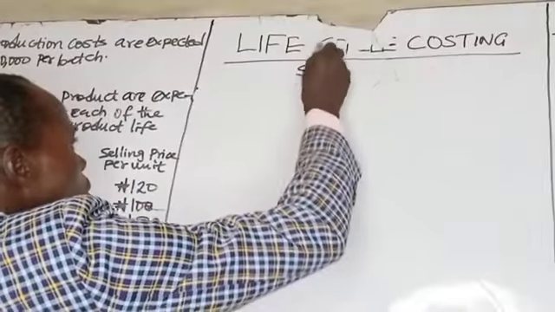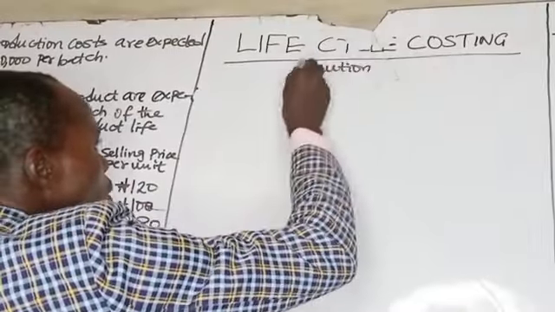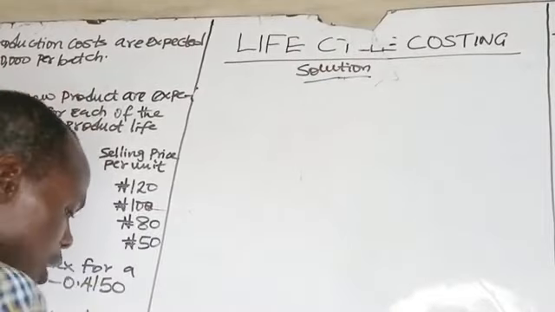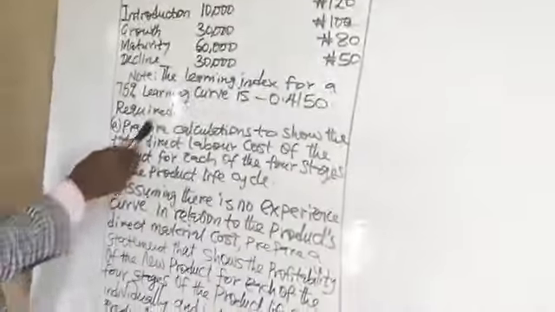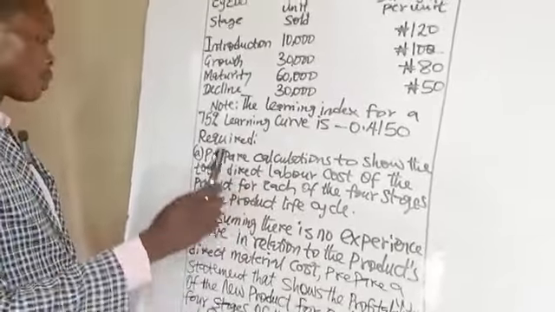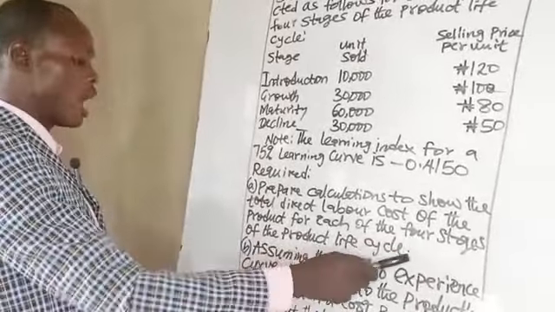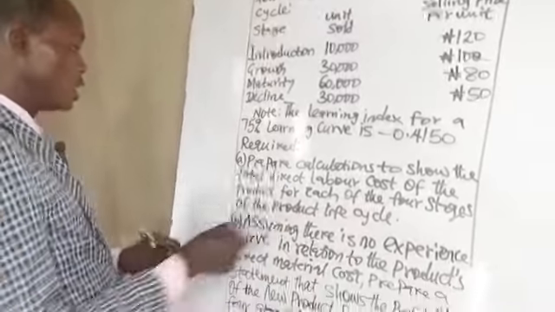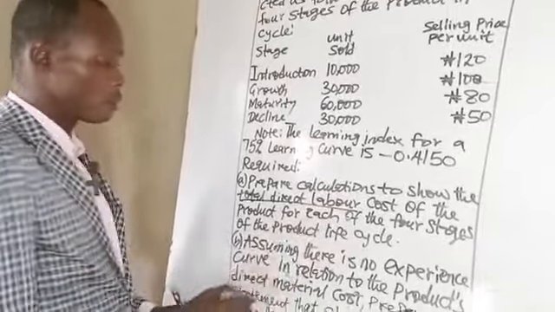Solution. The first requirement, you were told, is to prepare calculations to show the total direct labor cost of the product for each of the 4 stages of the product life cycle. You want to show the total direct labor cost.